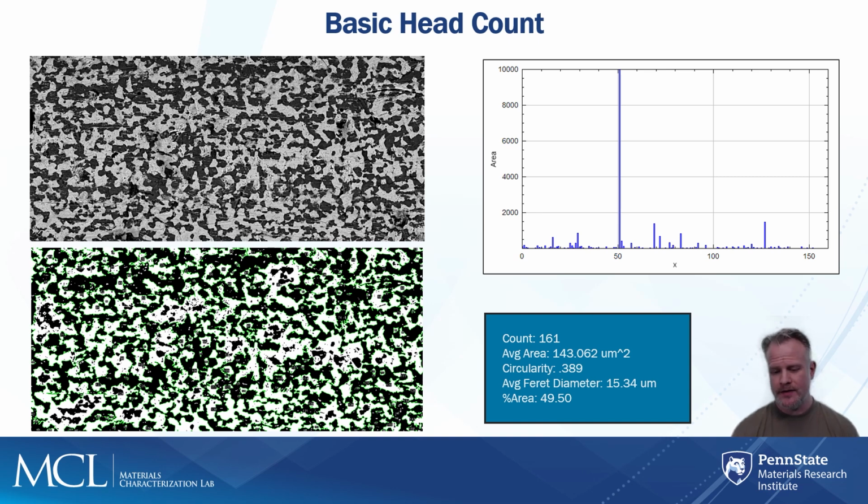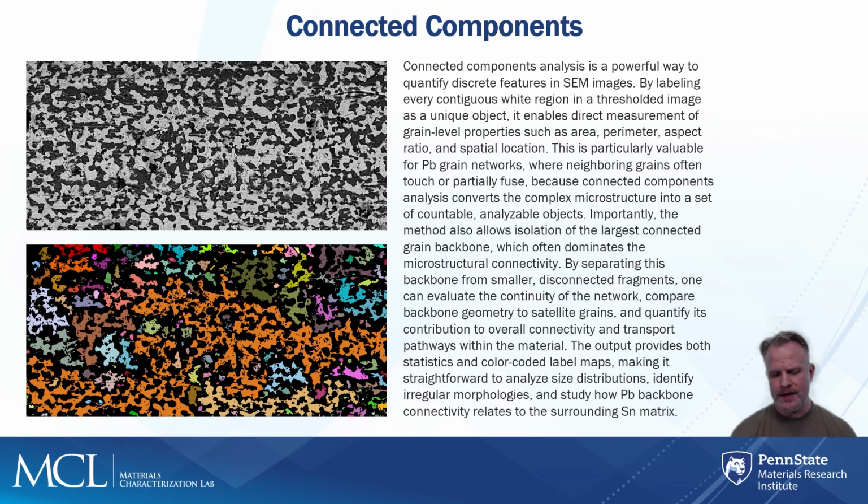What's the largest one? In this case, I'm using FIJI or ImageJ for this work, and I'm getting a count of 161. We can get circularity, average area, Feret diameter, and total percent area, which is about 50% of the image. So the next question would be, how does this look?